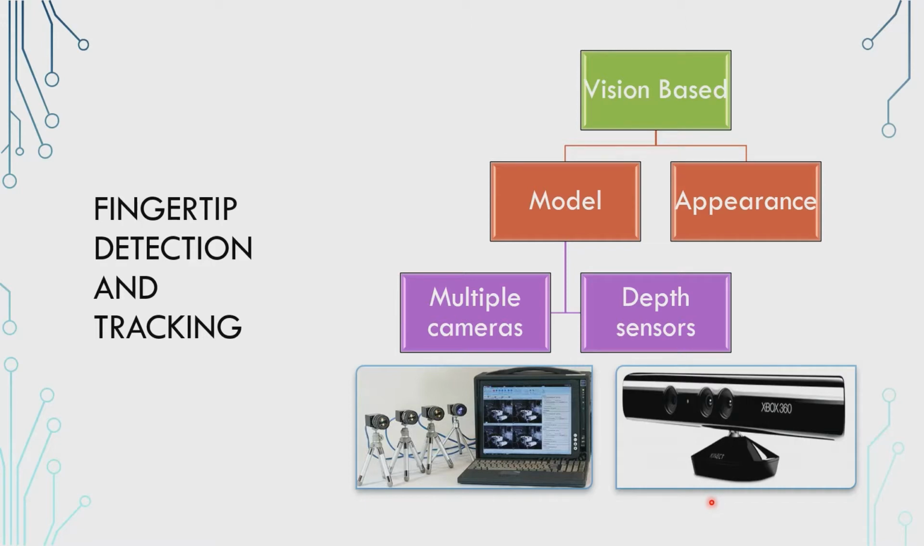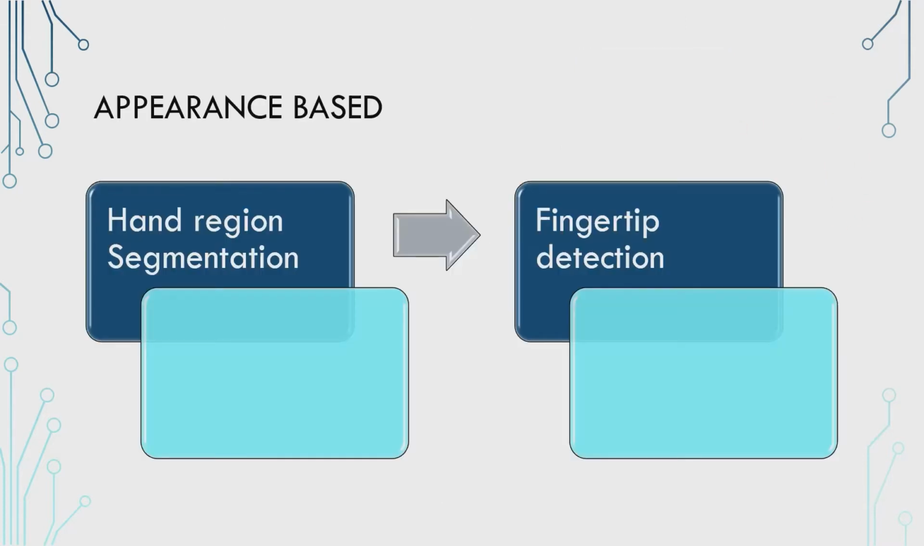So one of the goals of our study was we want to build an air writing system that is not restricted by its environment and only uses a low-cost webcam. So that is why for this study we're going to focus more on appearance-based approaches. Appearance-based approaches require only a single camera and have the following components: hand region segmentation and fingertip detection. This approach enjoys the advantage of real-time performance due to only receiving input from a single camera.